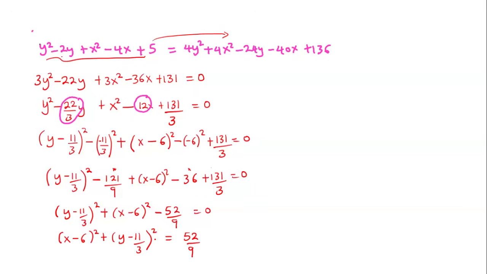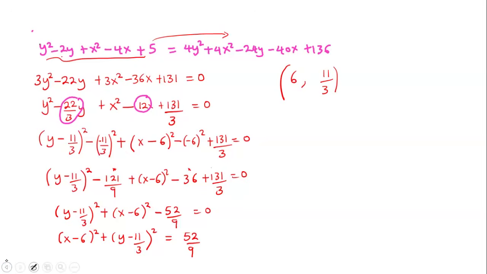We need to find out, because the equation we have obtained is an equation of a circle. That is something you need to know, that this is a circular path whose center is (6, 11/3). That is the meaning: now the center for our x and y is (6, 11/3).